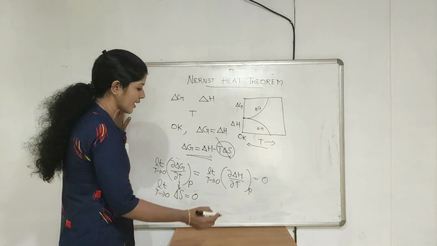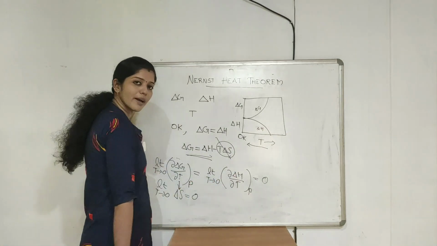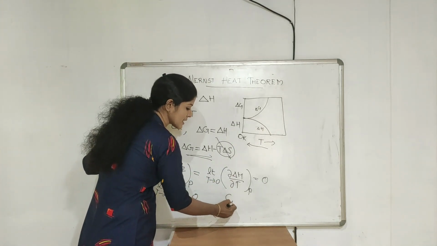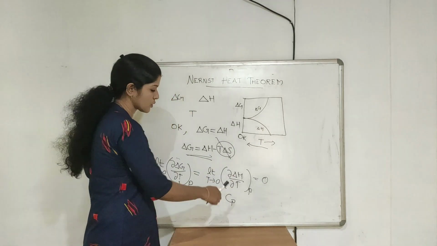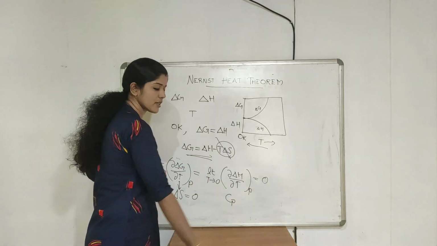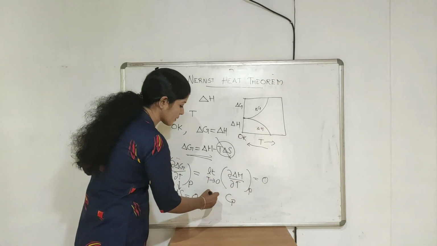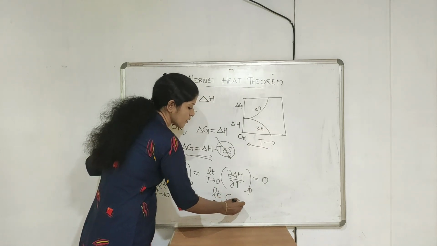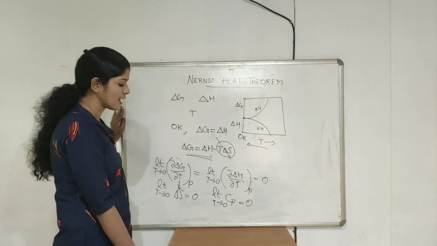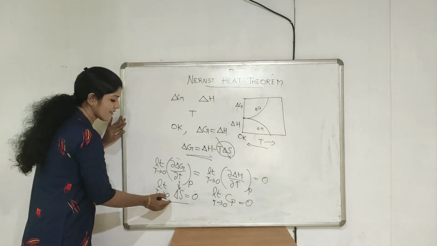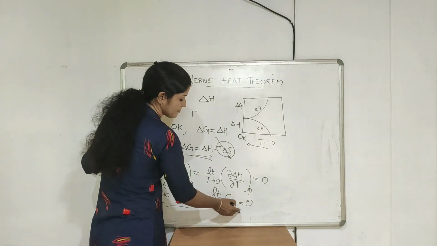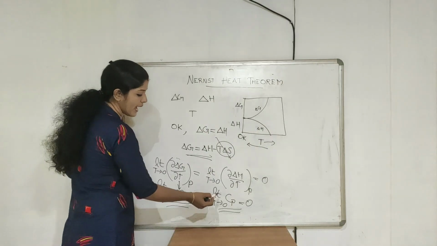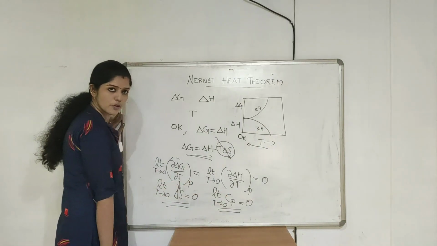So this is done. Now, what is dou delta H by dou T? Dou delta H by dou T at constant pressure is Cp. So that is limit T tends to 0, Cp is equal to 0. Fine. So finally we have arrived at the conclusion that limit T tends to 0, delta S will be 0, and limit T tends to 0, Cp is equal to 0.